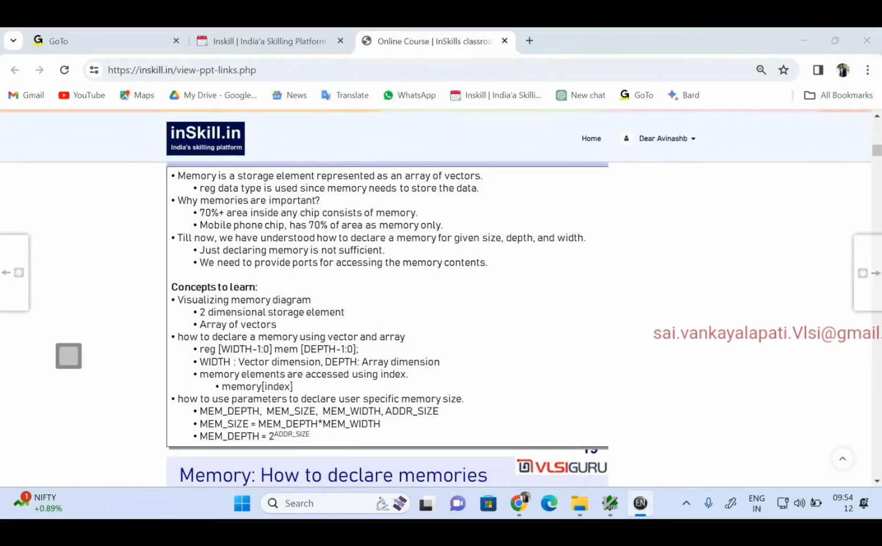No, right? So we need to write the data into the memory, and then you read the data. Today we'll see how to write the data to the memory, then how to read the data from the memory. Write data means you're writing the data into the memory. Read data is nothing but you're reading the data from the memory.